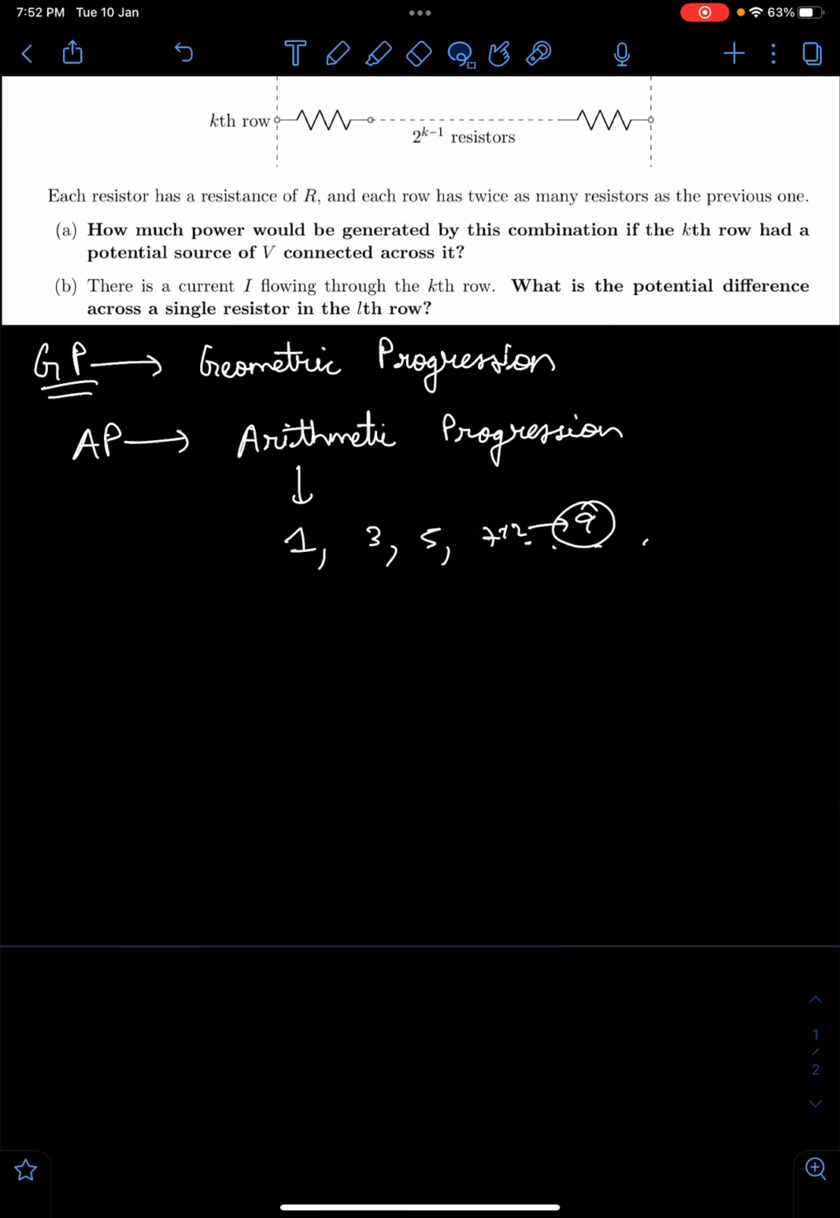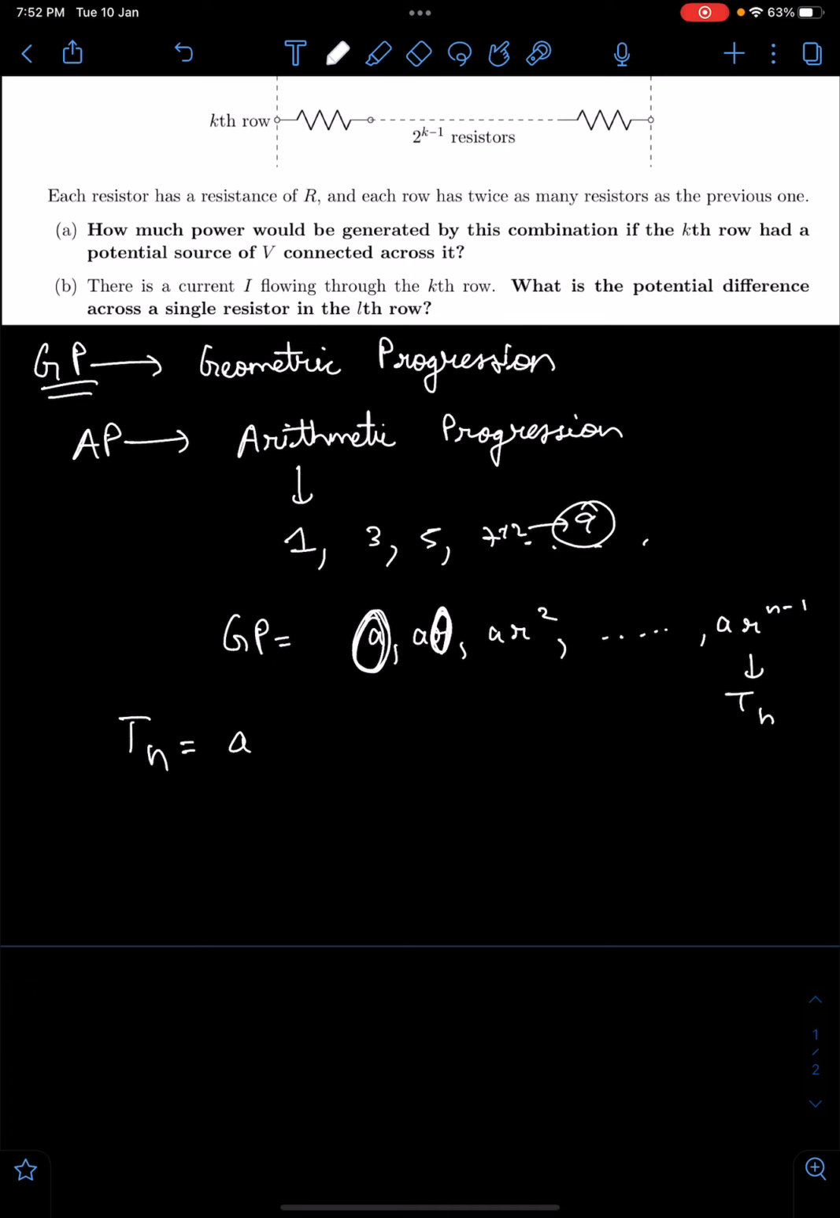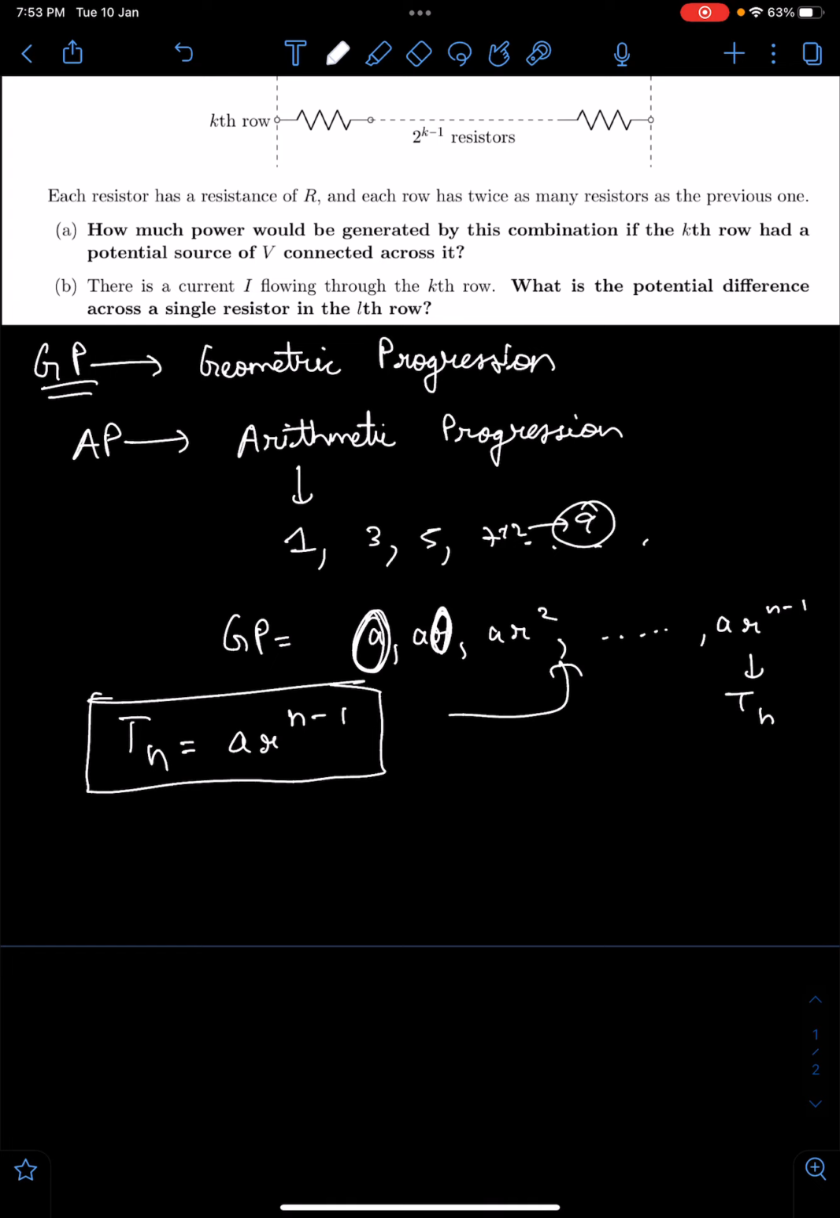So if I write a generalized relation, I may write the GP as a, ar, ar square, and so on, up to ar^(n-1). This is the nth term, Tn. There's a common multiple, then the square of the common multiple, and it goes on. So Tn is equal to ar^(n-1). We get this formula. It's basic. Now I'm just going to write some formulas real quick.